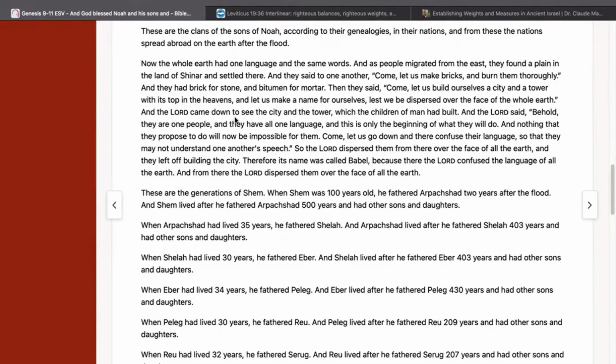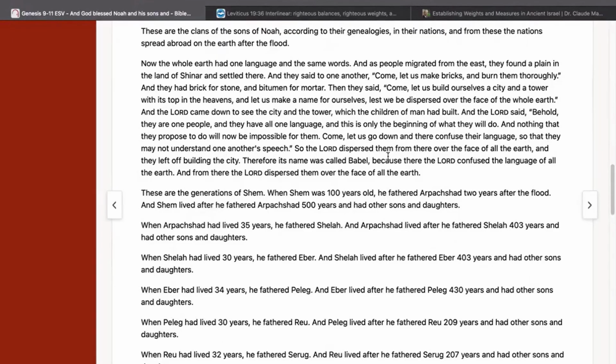And the Lord came down to see the city and the tower, which the children of man had built. And the Lord said, "Behold, they are one people, and they have all one language. And this is only the beginning of what they will do. And nothing that they propose to do will now be impossible for them. Come, let us go down and there confuse their language, so that they may not understand one another's speech."